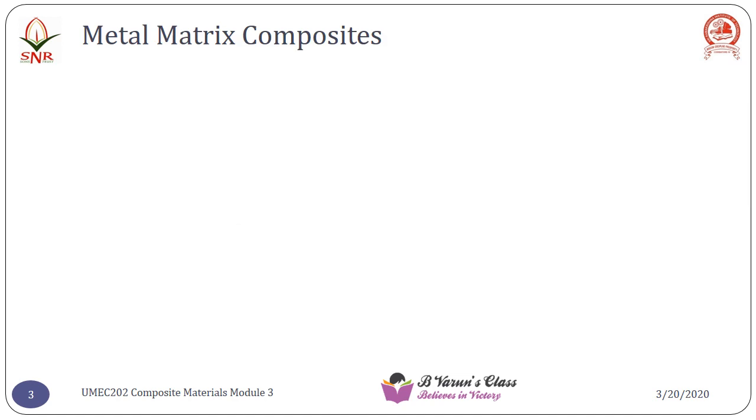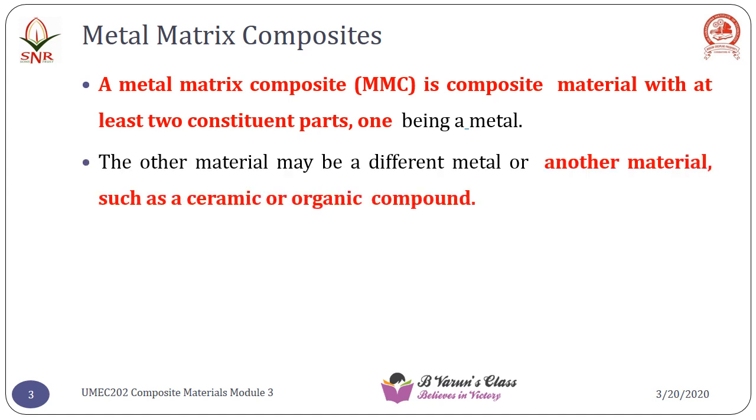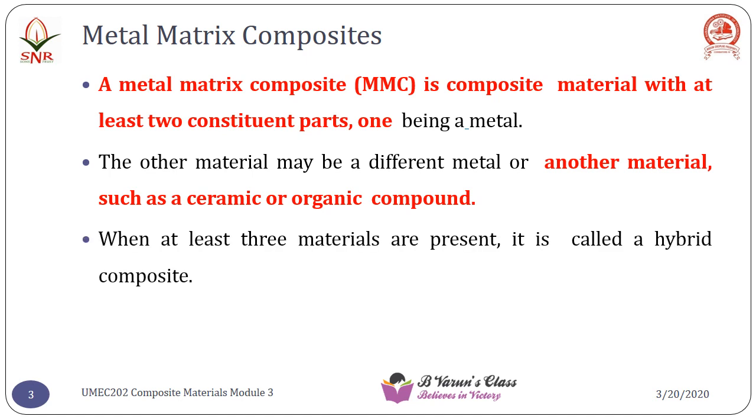Before proceeding to the definition, we should know what a metal matrix composite is. A metal matrix composite is a composite material with at least two constituent parts, one being a metal. The other material may be a different kind of metal, or it can be a ceramic, or an organic compound, based on the application. When more than two materials are present in a composite, it is called a hybrid composite.